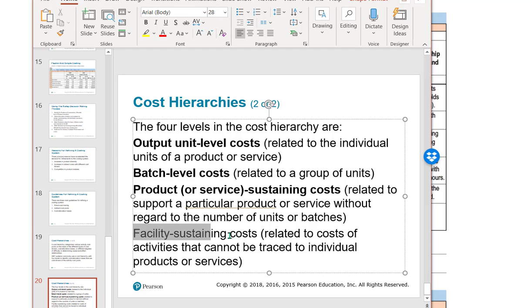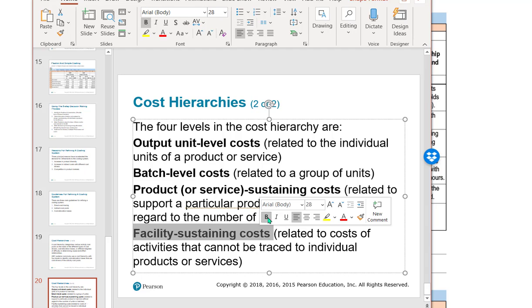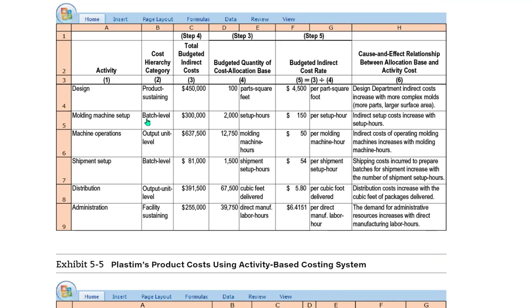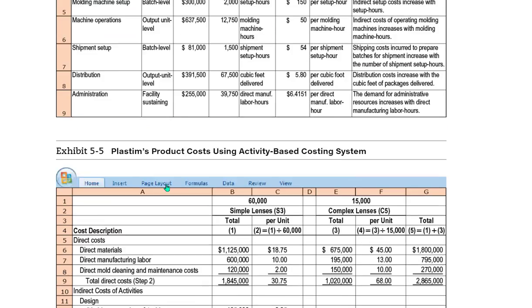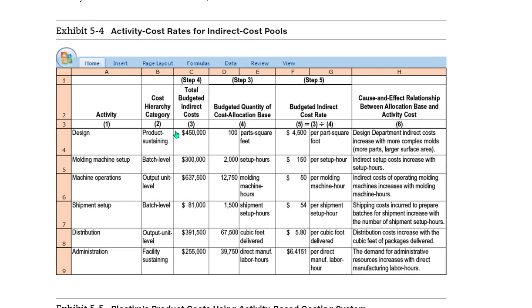Let's take a look at one. And then we've got facility sustaining, and that can't be traced to anything underneath it either. Okay, but it's more for the overall good of the whole organization. So let's look at these. Let's look for a product or service sustaining cost. There's a facility sustaining here, and that's administration, which makes sense. But we don't have any product sustaining cost. Let's see here. That's okay. So we've got a batch level cost for the machine setup.